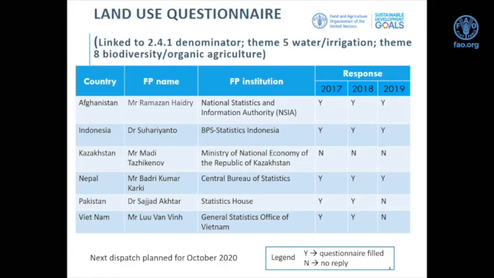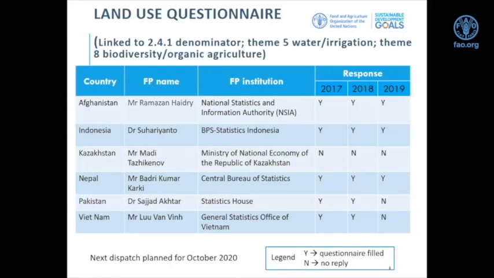Let's see, for example, this is the questionnaire of the land use. So how are the data linked to the 241 indicator? They are linked and they are used to calculate the denominator of 241. And they are linked to the team 5, in particular to the indicator variation in water availability, and to the team 8, which is the sub-indicator use of agro-biodiversity supportive practice.